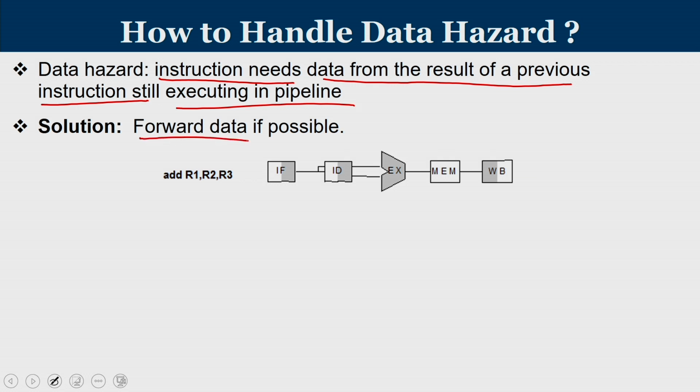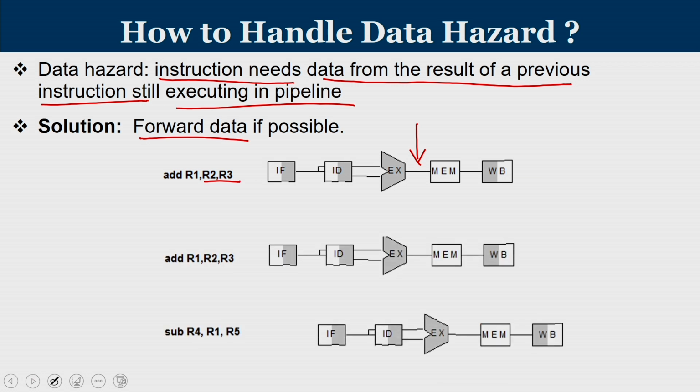So, consider the case where we have add R1, R2, R3, and we know that the execution of R2 plus R3 will be completed after the EX stage. Now, consider you have one more instruction, sub R4, R1, R5. So, clearly we know there is a data dependency. The destination register of the add instruction is the same as the source register of the subtraction instruction.